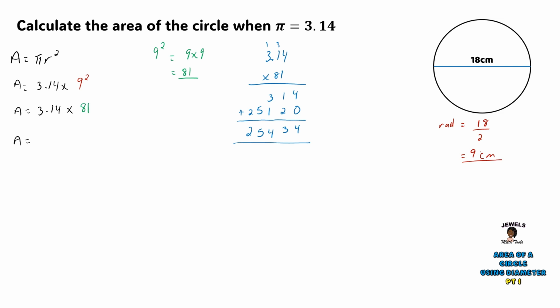And now to input our decimal point, we go back to our original numbers. My 3.14 has 2 digits behind the decimal point. My 81 has 0 digits behind the decimal point. So in total, our solution should have 2 digits behind the decimal point. So we count our 2 digits and input our decimal point between the 4 and the 3.